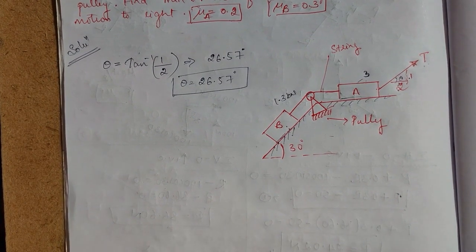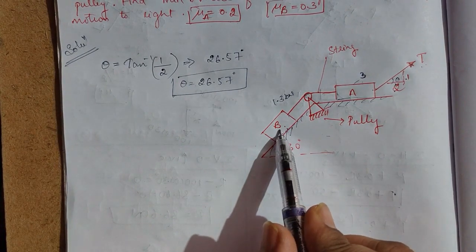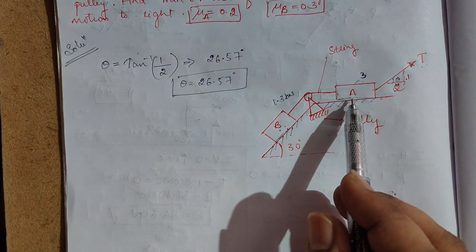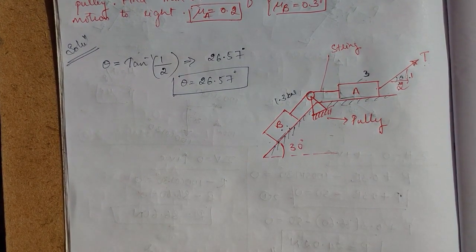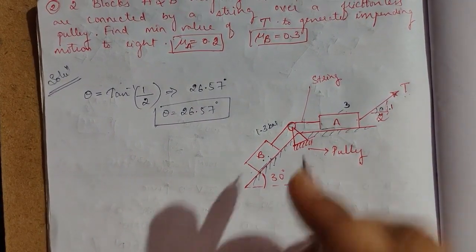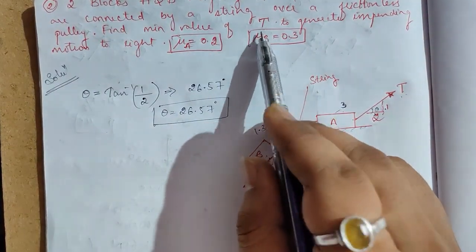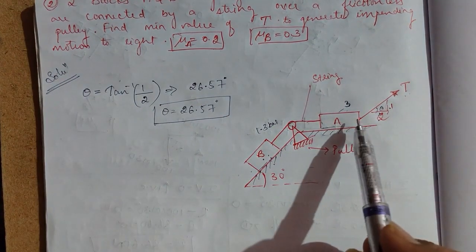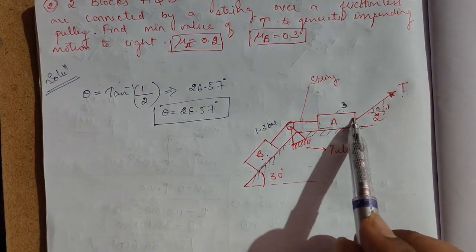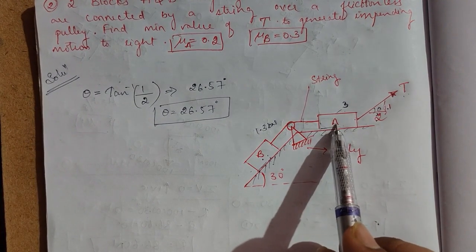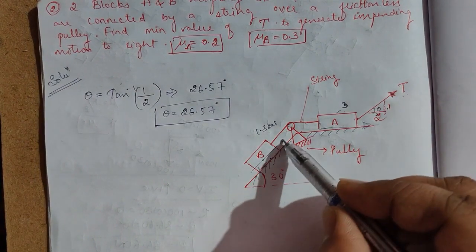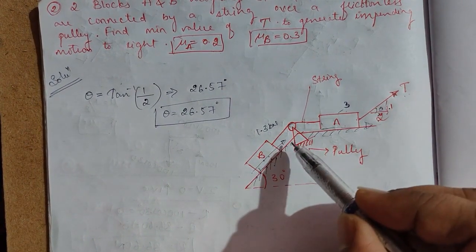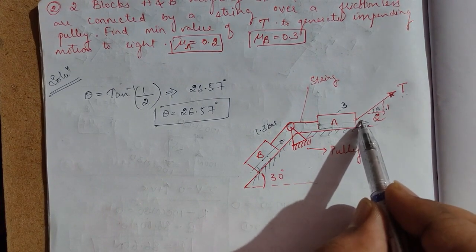Now here we'll consider the block B, then we'll consider the block A, FBD of block B and FBD of block A. Okay, here in the question they have given that we have to find the value of T such that it should drag A towards right. When A is to be dragged in this direction, what about B? B will come along this direction, so B will be impended up, so that A will go towards this direction.